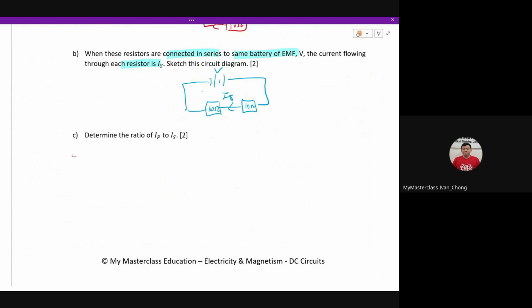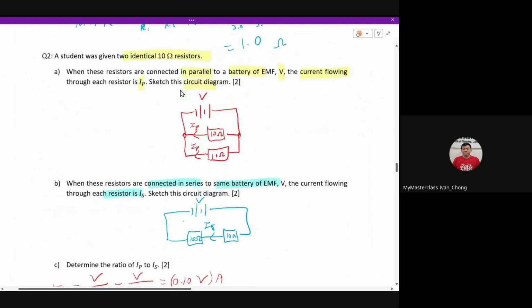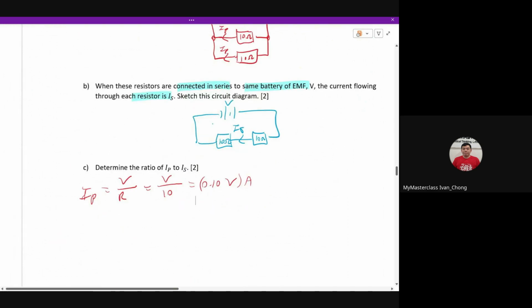So for IP, I need to use V over R. And this is your V over 10. So you get 0.10V amperes, because we express it in terms of V. All right, then next for your IS, IS is a bit different because it is using your total current. Because we don't have V1, we don't have V2, right? We only have total V.